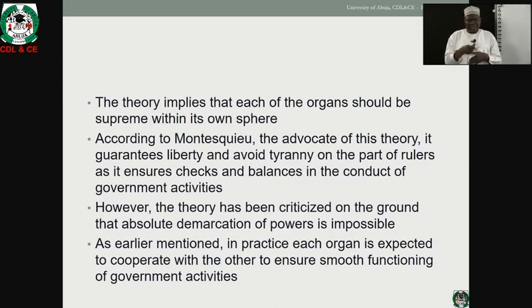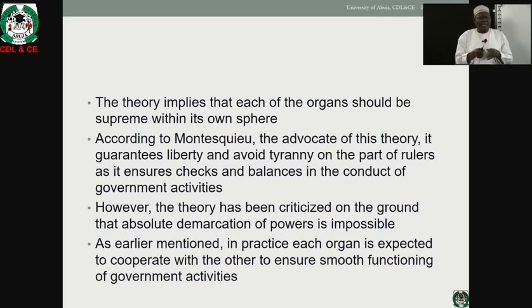What it means in effect is that all three arms, the executive, the legislature, and the judiciary, are interdependent. No single arm is independent of the other. They work in harmony. They coordinate. They work together, because unless they do that, the activities of government will not be smoothly carried out. So one of the serious criticisms is that there is no absolute demarcation, no absolute classification.